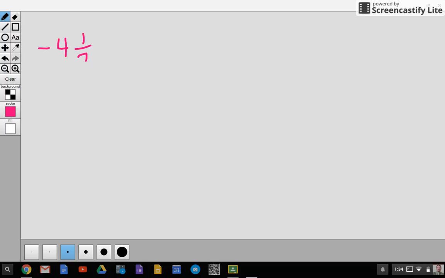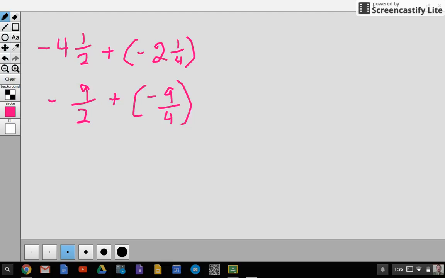-4 1/2 plus a -2 1/4. Okay. Number 1, I've got to have fractions. Just fractions. These need to be improper fractions. So 2 times 4 is 8, plus 1 is 9/2. Plus, and it's a -9/2, a negative. 4 times 2 is 8, plus 1 is 9/4. Okay. Denominators are not common.